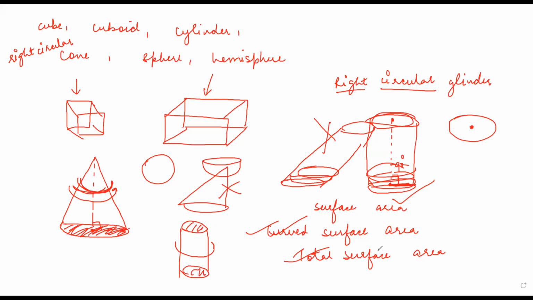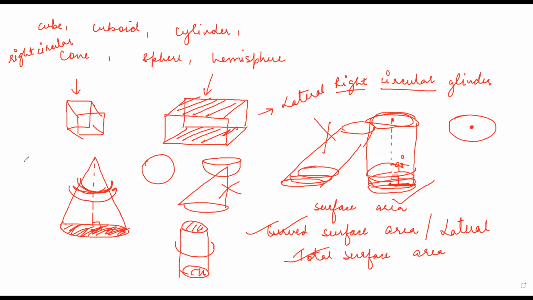Now, in case of figures like this, because they are not curved, in place of curved we use a term called lateral surface area. It also means the same thing. If I just avoid the top and the bottom, and I'm finding the area of the remaining 4 faces, it will be called lateral surface area. And if I'm finding all the 6 faces, that means top and bottom also, it will be total surface area. Understood?